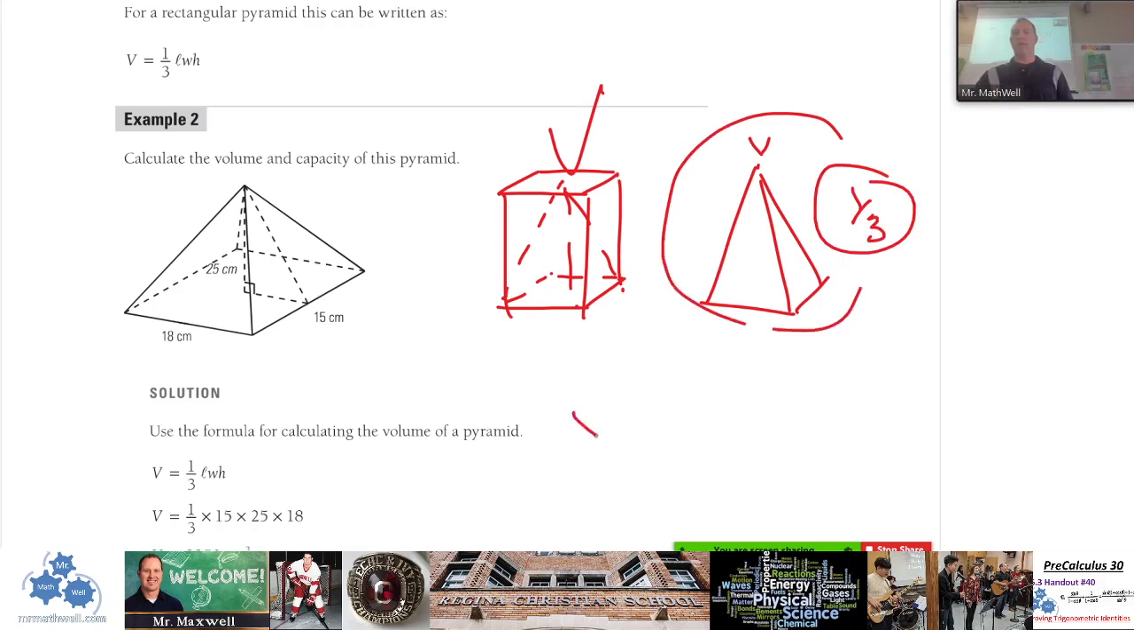So the volume of a pyramid is the area of the base times the height divided by 3, because of the factor it's only 1/3 as big. So it's the area of the base times the height, and the height of course would be from the center of the base to the tip. Not the side, but the center to the tip, and divided by 3.